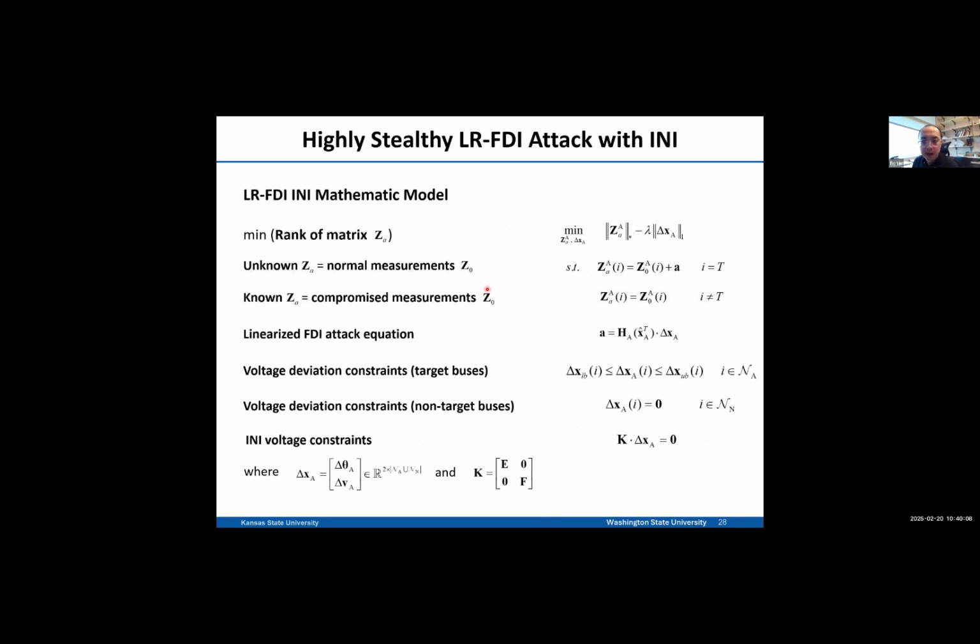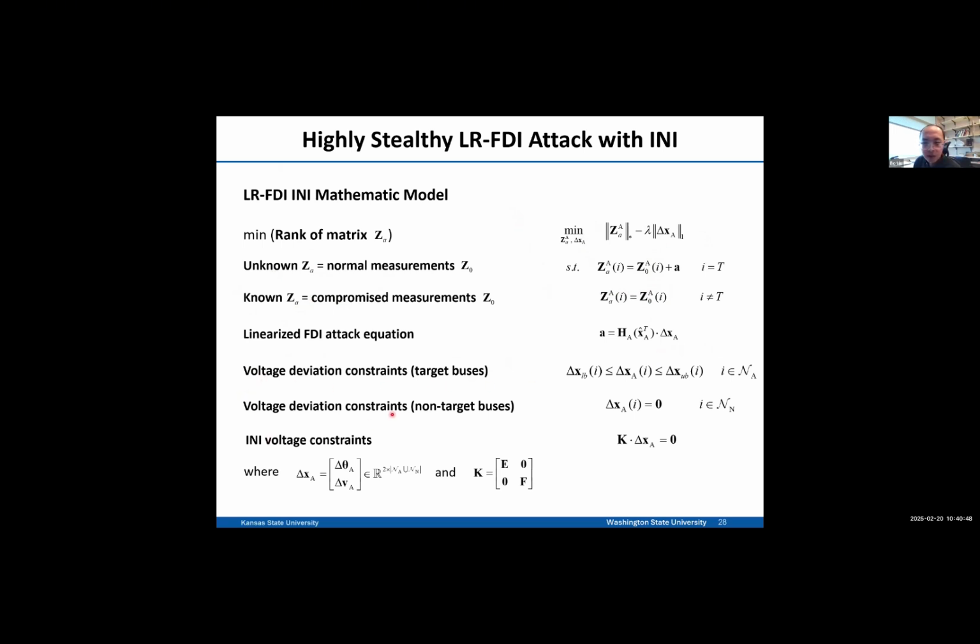When we combine the objective function we introduced earlier and the derived FDI INI model, we get our low rank FDI under the INI conditions. So in the first two constraints, we define the compromised matrix ZA before the attack is launched. ZA equals Z0, and when the attack is constructed at time t, ZA equals Z0 plus A. And the third constraint is the linearized FDI attack. It ensures that the compromised measurements follow the physical law of our system.